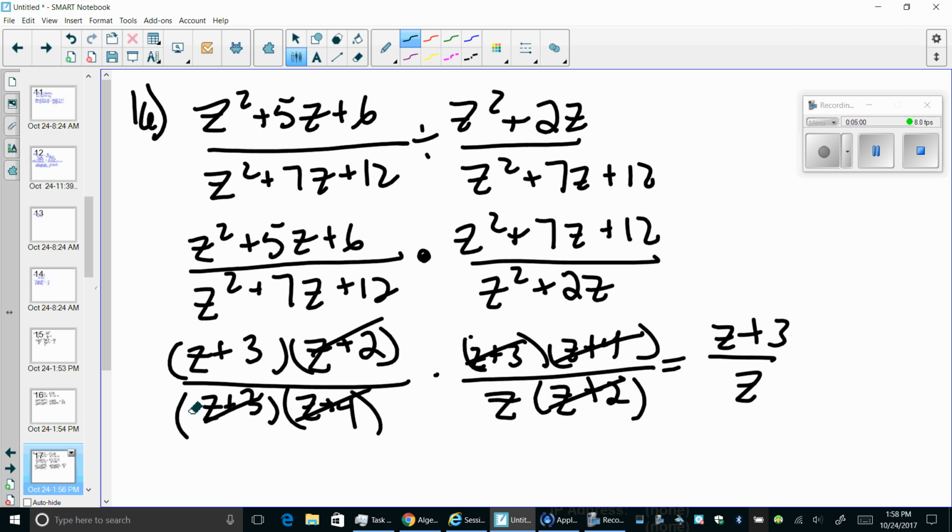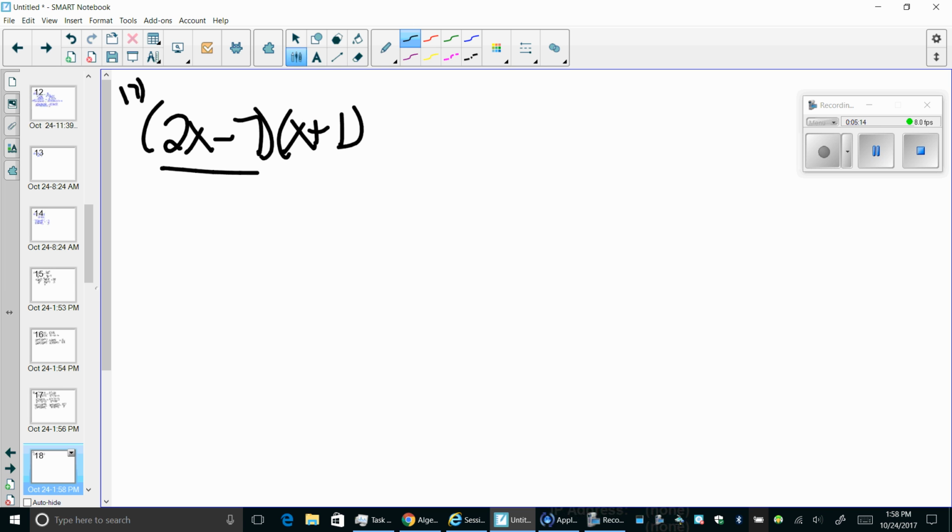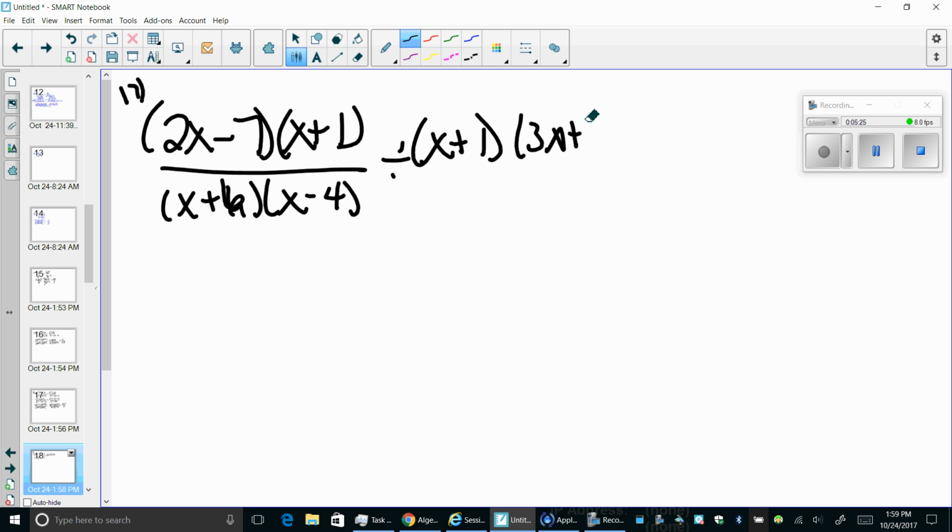Number 17. 17 is another division problem, but it's already been factored. It's (2x minus 7)(x plus 1) over (x plus 6)(x minus 4), divided by (x plus 1)(3x plus 7) over (x plus 6)(x minus 4). Do not try to cancel before you flip it.